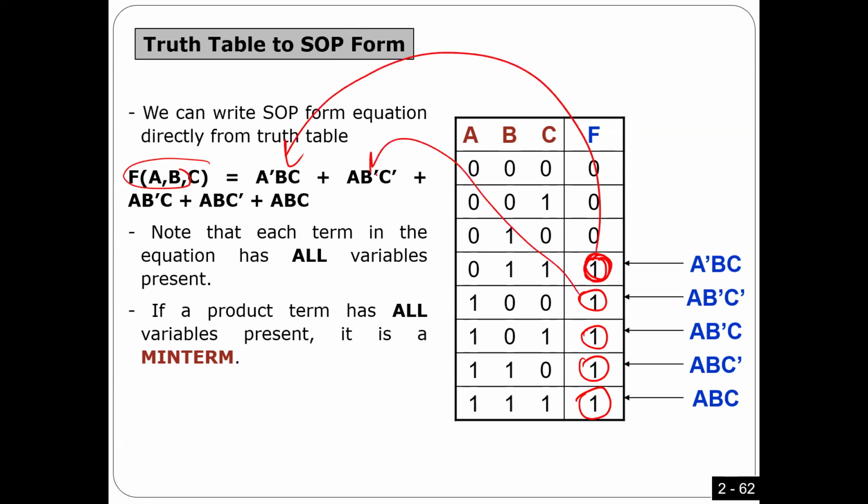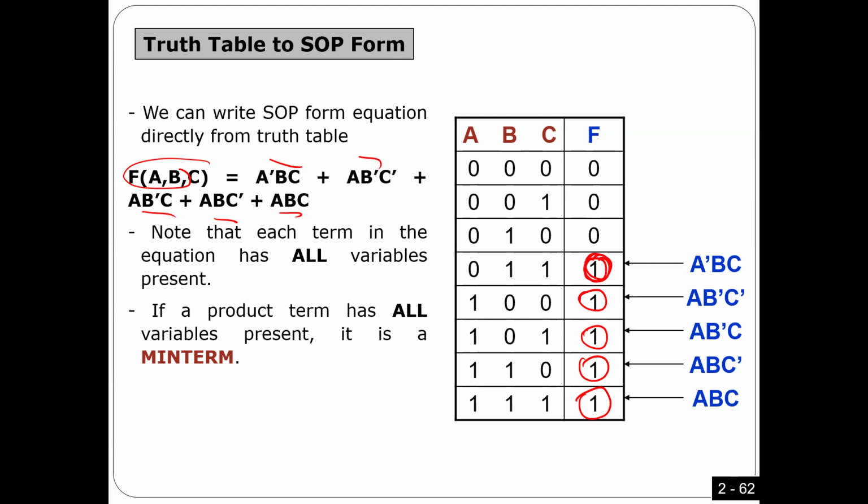This one is going to contribute by one term, one term, one term, one term, and all of them ordered together. Okay? So the number of terms I have is equal to the number of ones we have in the function. Is that okay? Okay.